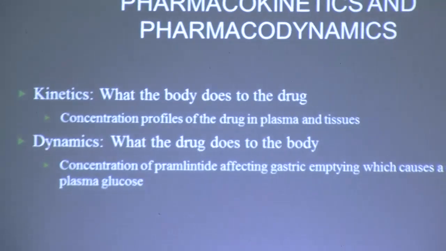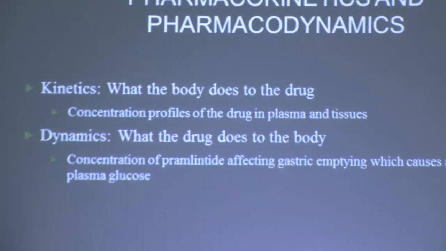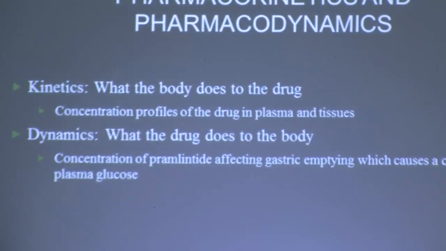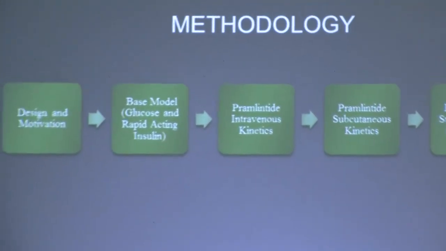Before we go into methodology, I just want to explain what pharmacokinetics and pharmacodynamics are. Kinetics is what the body does to the drug. This is how the drug is absorbed, how it's transported, how it's excreted. The information that's important to us is actually the concentration profiles of the drug in the system. And then pharmacodynamics is what the drug does to the body. So in our case, Pramlintide lowers plasma glucose. That's what's important to us, and this is directly affected by the concentration of Pramlintide, which we get from the kinetics. So now we go on to our methodology.